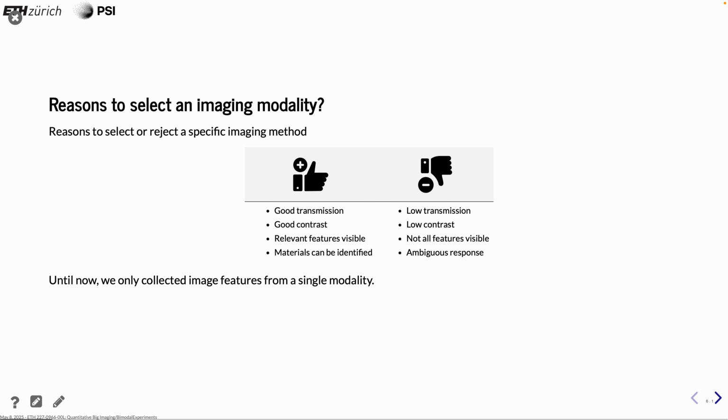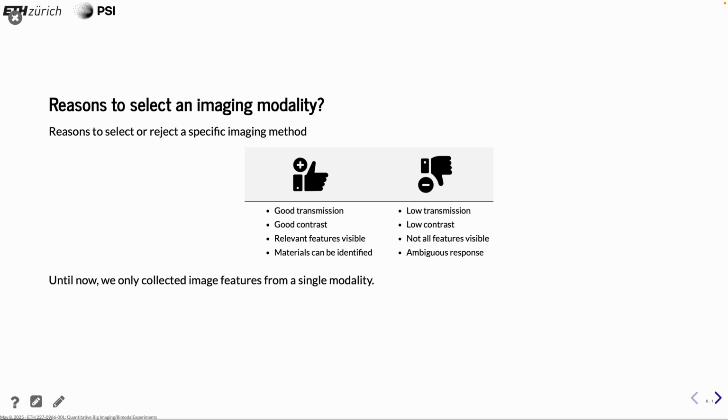So, reasons to select a specific imaging modality are different, but you can, in principle, split them up into the positive side, reasons to select it, where you look for good transmission, good contrast, also that all relevant features are visible, so that is actually also related to the good contrast, but also to the resolution. And in some cases also that you can identify different materials.